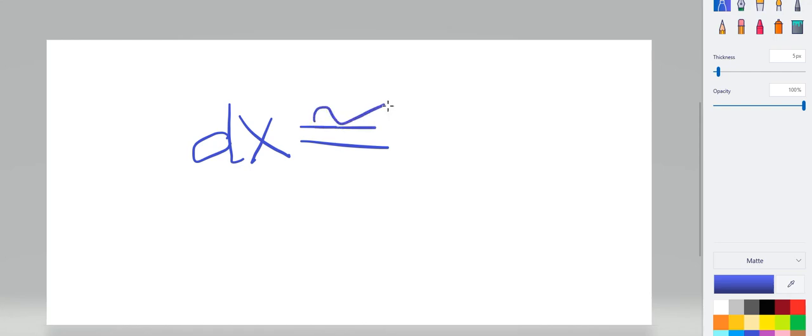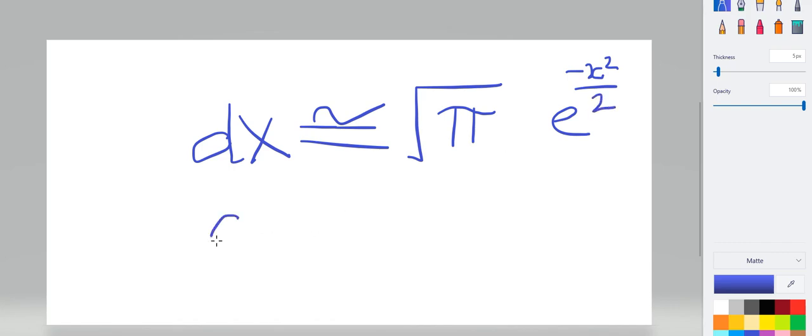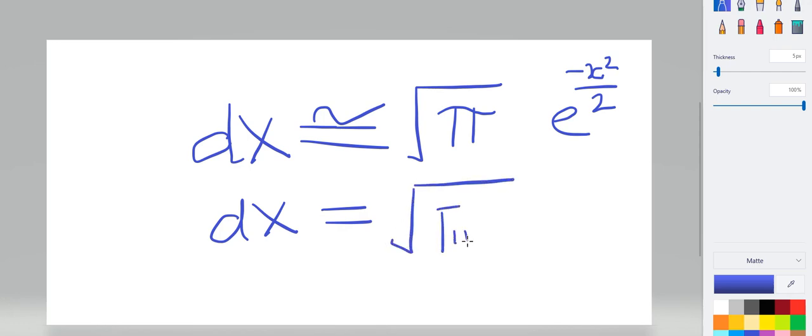Rate of change is approximately square root of pi. Imagine that. If you solve the equations for the financial, this is one of the key results. And also e raised to power minus x squared by 2. And also dx can be square root of time. All right.